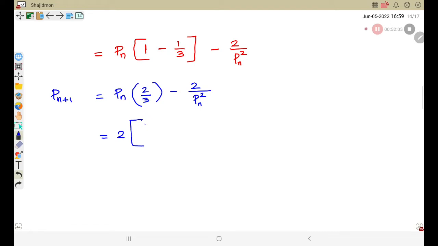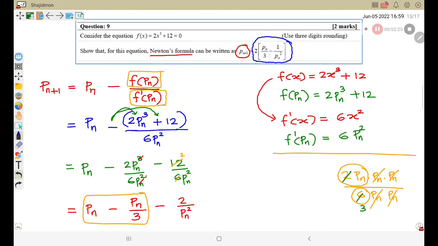First term, one Pn balance, divide 3 also balance, Pn divided by 3, minus the second term. The 2 we have already taken outside, so what will be the balance? 1 divided by Pn square. This is our answer, correct? 2 multiply Pn over 3 minus 1 over Pn square.